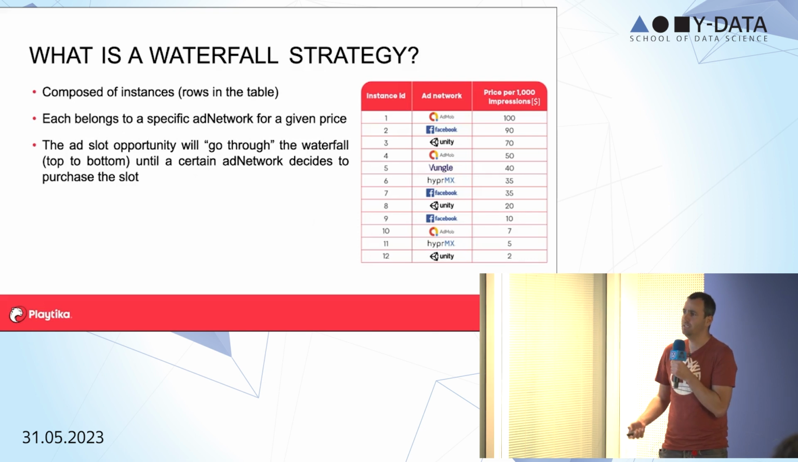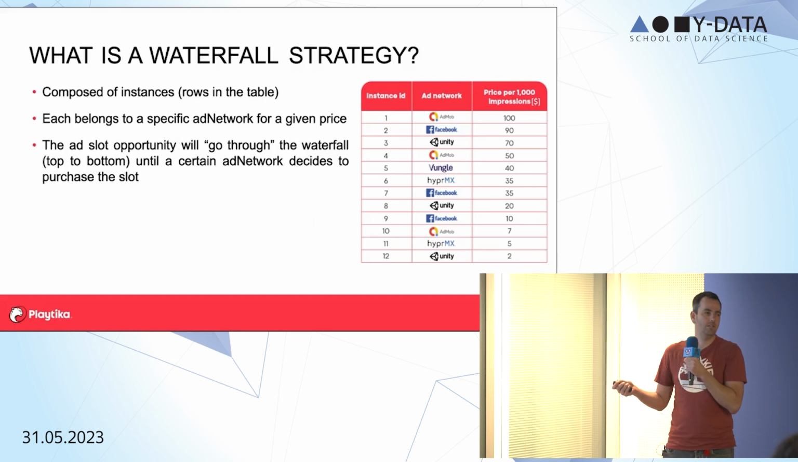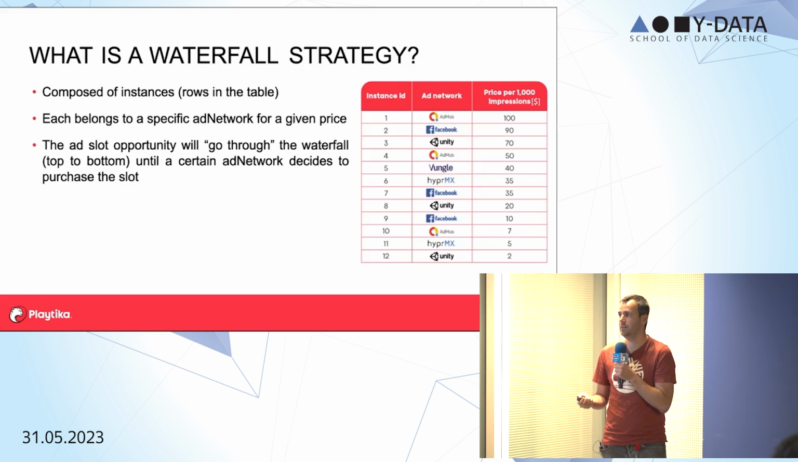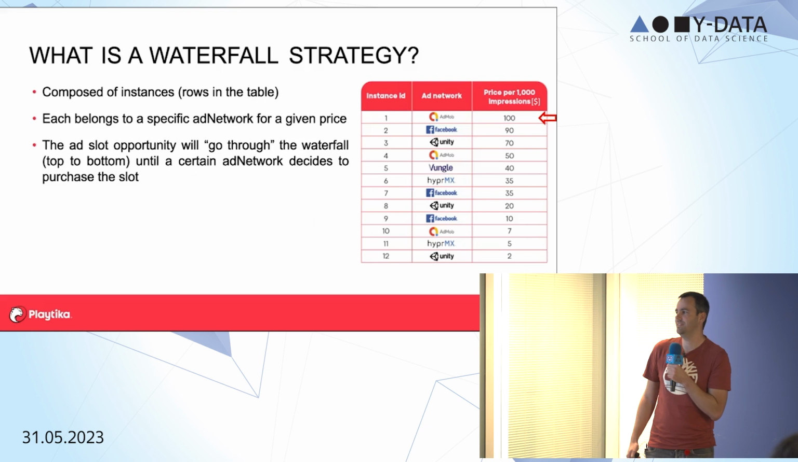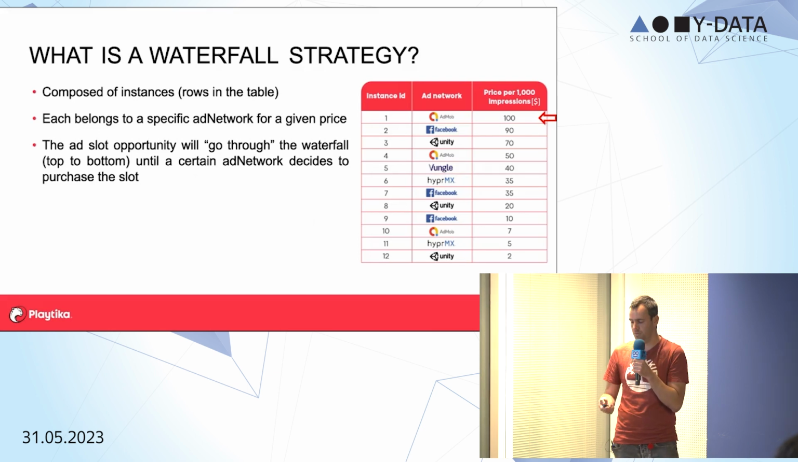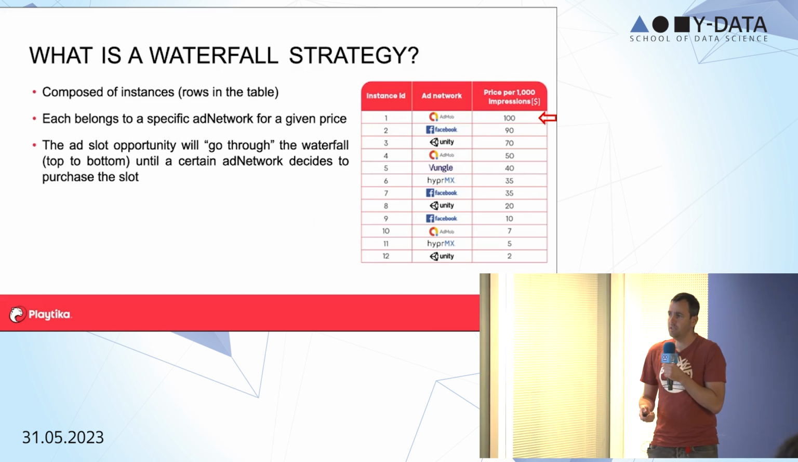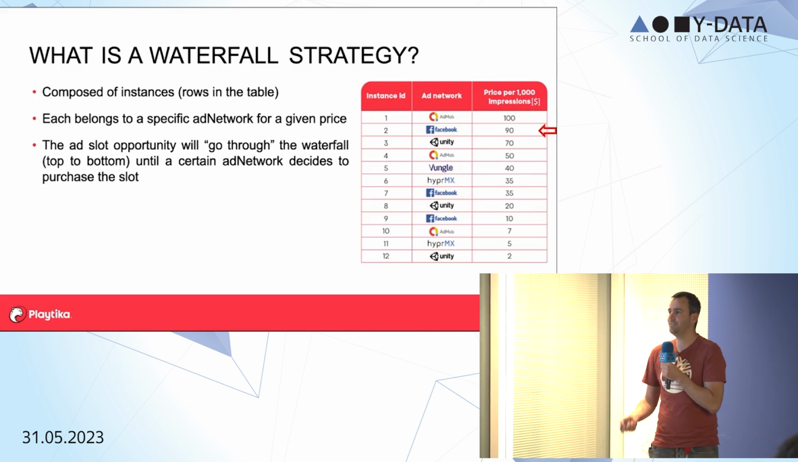It's equivalent. So for example, the user or the slot will be offered first to Google for $100. If they refuse to buy the slot for $100, it will be offered to Facebook for $90. If they refuse, it will be offered to Unity until, as I said, someone decides to buy the slot and gets the opportunity to present an advertisement to the user. This is, of course, an online auction, so it has to take like a millisecond, so it's very, very fast.